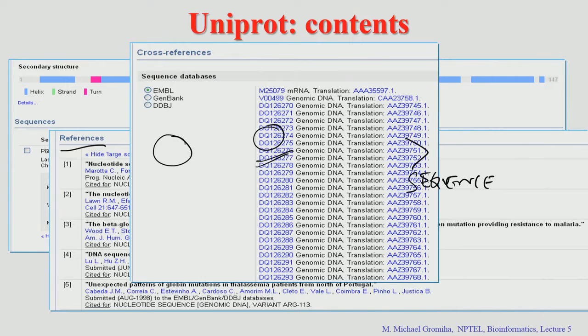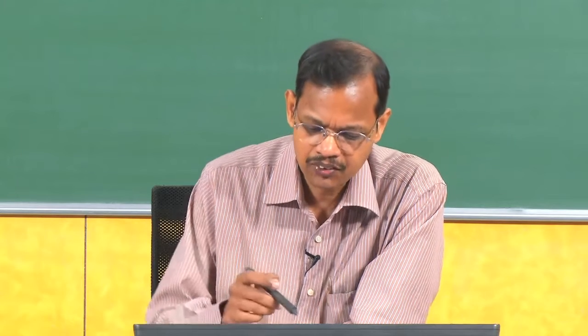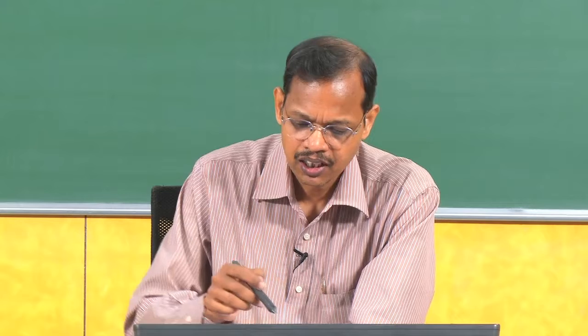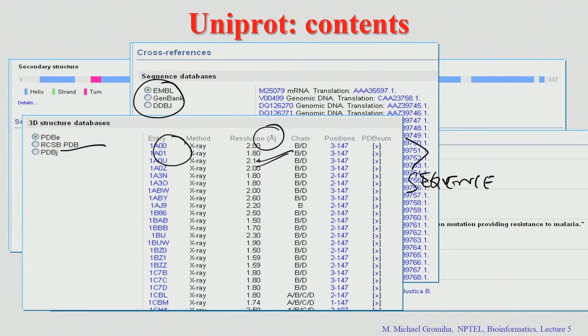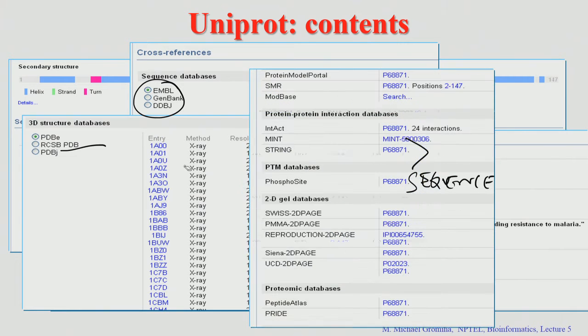Now I give the sequence databases, right. You can see EMBL, GenBank and DDBJ, which are nucleotide sequence databases, right. They give the complete sequence databases and the translated sequences, everything they provide. Then these are the 3D structures. This is the method by which they obtained the data, and the resolution and the positions and so on. More details I will discuss in later classes.